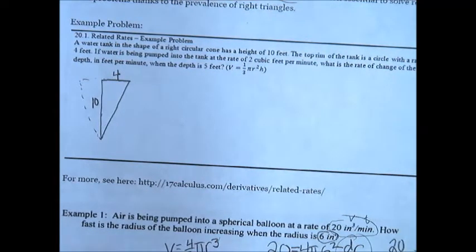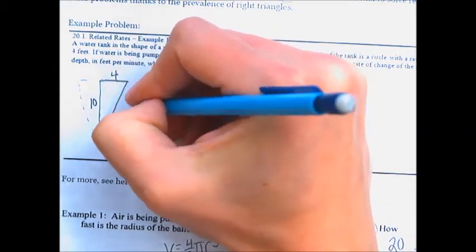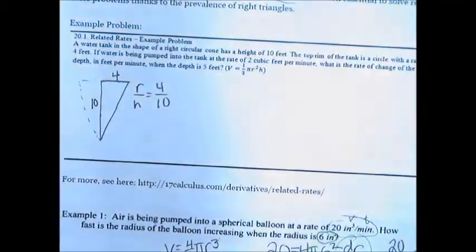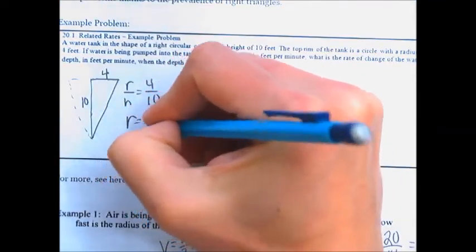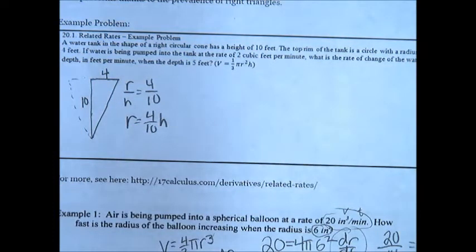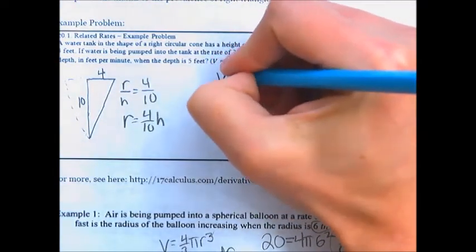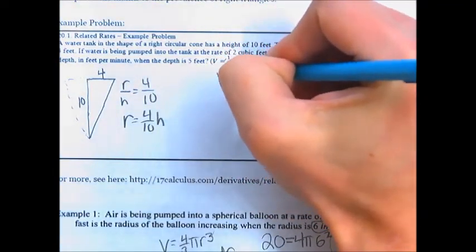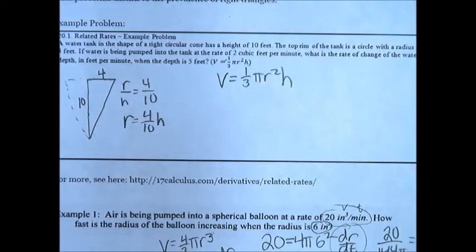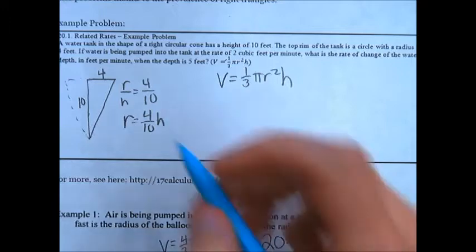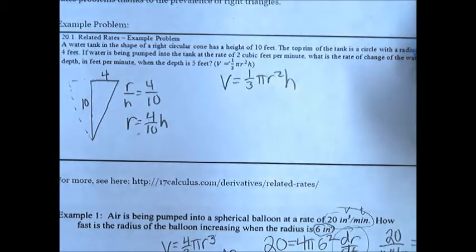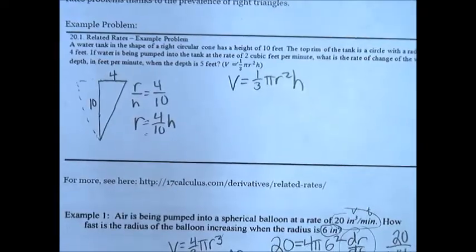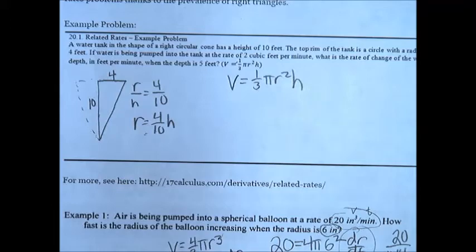And so from this, I can figure out that the radius divided by the height is always 4 over 10. Now I can set up a relationship where I can figure out the radius in terms of the height, and this allows me to have an equation in terms of only one variable when I take the derivative. So the equation is given here, V is equal to 1/3 pi r squared h. I have to figure out whether I want things in terms of heights or radiuses, since this equation goes both ways. I want the rate of change of the water depth. That's a height. So I want everything in terms of heights when I take the derivative.